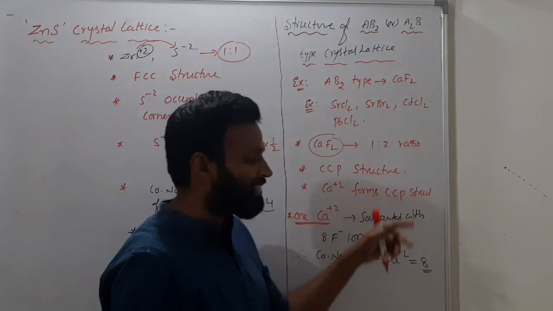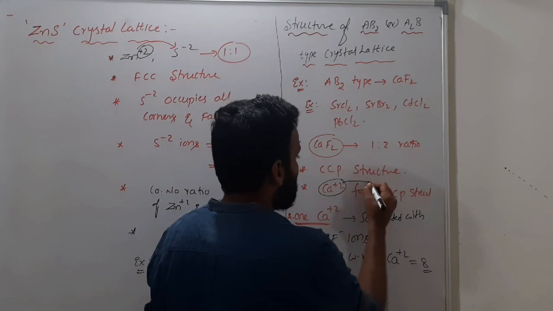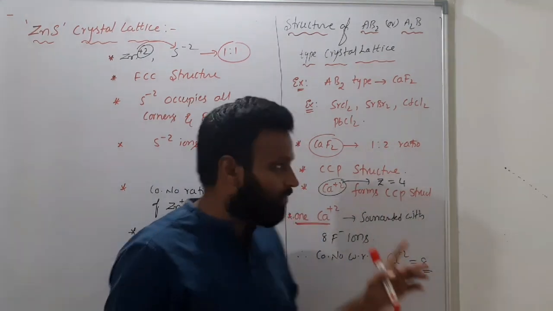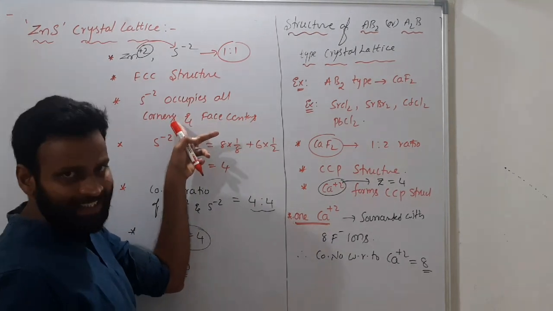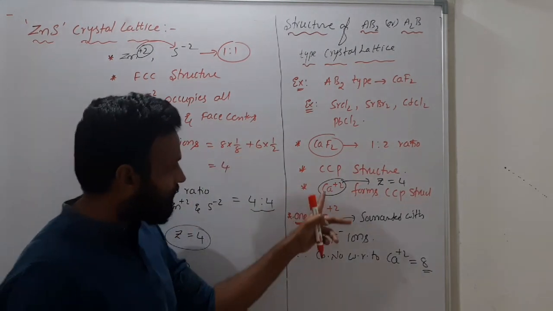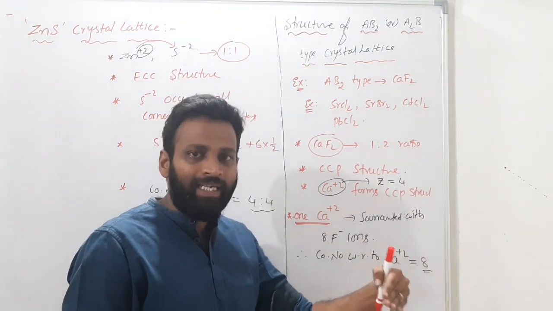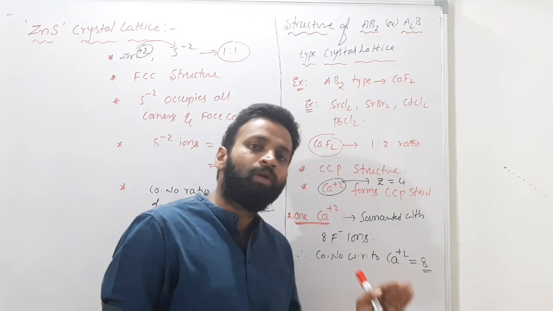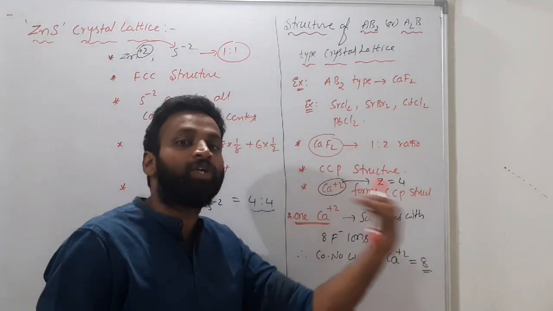So calcium 2 plus is forming CCP, I told you. Understanding? CCP means how many calcium 2 plus ions are there? So Z is equal to 4, because calcium 2 plus forms CCP. In a similar way, S minus 2 forming CCP or FCC means occupies corners and face centers. Means how many atoms you have? 4. In a similar way, calcium 2 plus ions, how many are present in CCP? Means 4. So 1 calcium 2 plus has 2 F minus. So 4 calcium 2 plus ions have how many F minus ions? 8. So double the number.